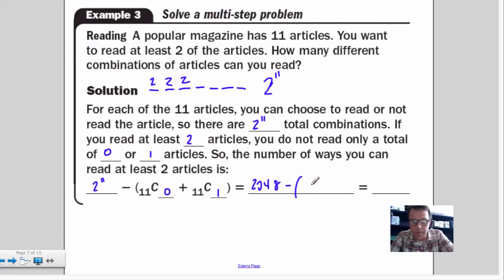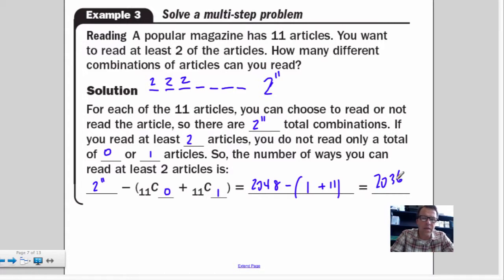And then in the calculator, I would put 11C0, which always, by the way, comes out to 1. Anytime the second one comes out to 1. And also notice that 11C1 will always give you the answer of the first number. But use your calculator, no big deal. And you get 2036 for a final answer.